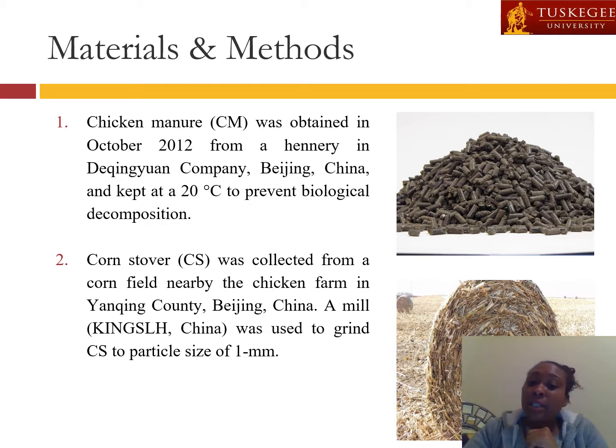And here are two pictures. The top picture is the chicken manure, which was retrieved from Beijing, China, and that was kept at 20 degrees Celsius. And then on the bottom we have the corn stover, which was found on a chicken farm in Beijing, China. Both of these were used in the inoculant, and this is how it looks before it is broken down.